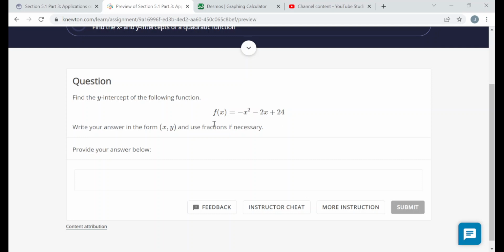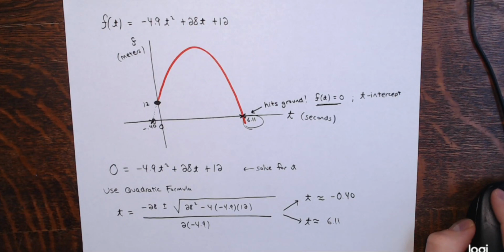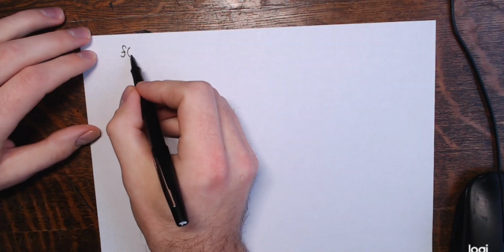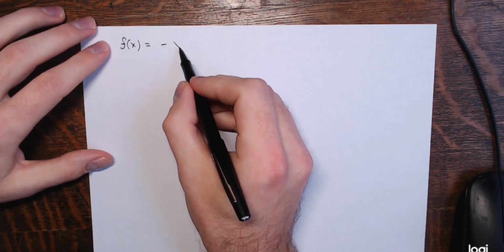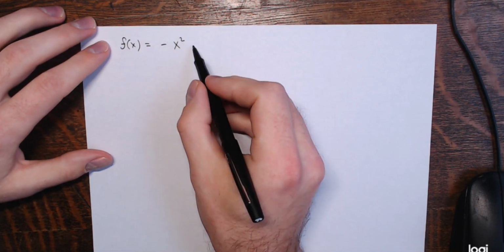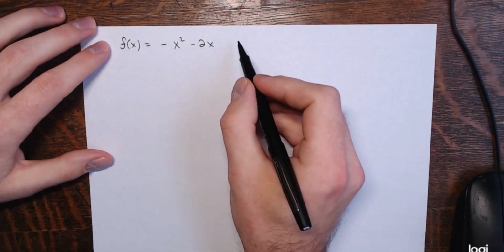So here, I know they want the y-intercept, but I'm going to show you both. How do we find both? So here we're given f of x equals -1 times x squared minus 2x, and then plus 24.